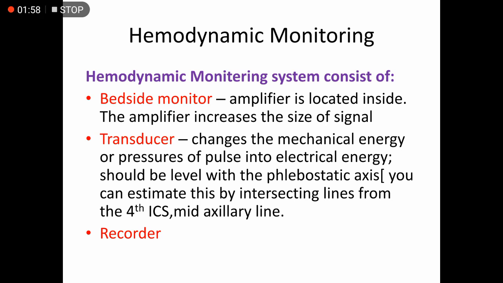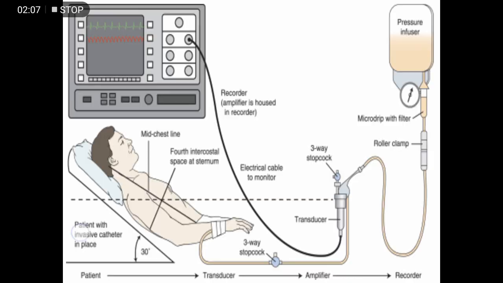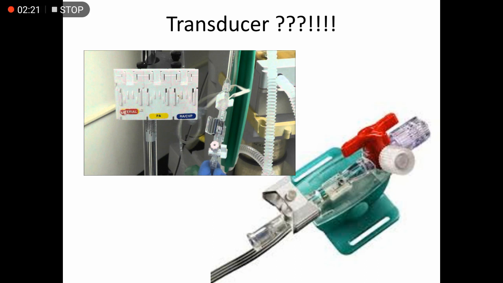And finally, we need a recorder to review the patient's history about hemodynamics, and nowadays it's all electronic, saved on the monitor itself. This figure shows the components of the transducing system, or hemodynamic monitoring system. This is the transducer. As we mentioned before, it transduces the mechanical energy that comes from the heart, the pulse, and the flow of blood in the vessel into electrical energy that can be interpreted and be visible on the monitor.